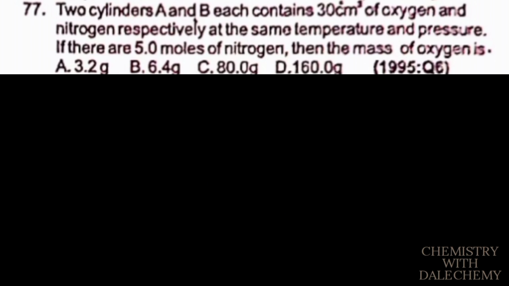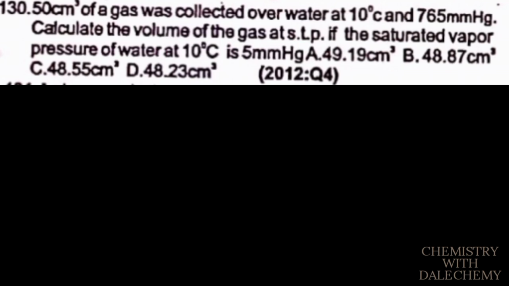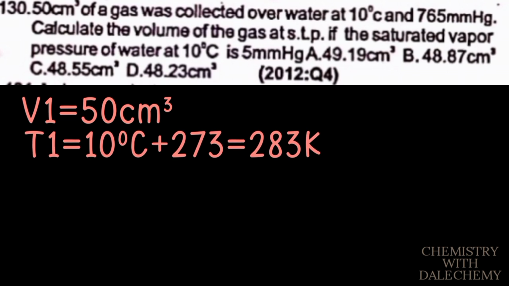And the next question is question 4 of 2012. 50 cm cube of a gas was collected over water. So the 50 cm cube will be our V1 at 10 degrees Celsius. So that is our T1. T1 is equal to 10 degrees Celsius plus 273 to give us 283 Kelvin, and 765 millimeter of mercury. So we already know that this won't be the pressure of the gas.